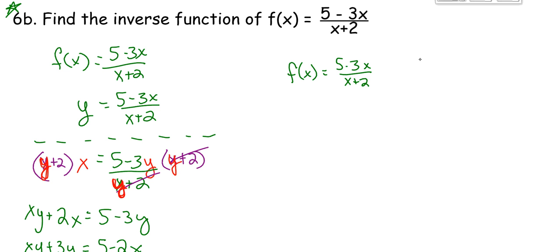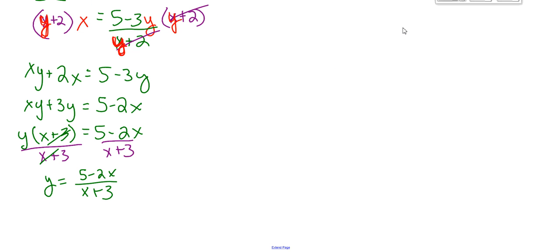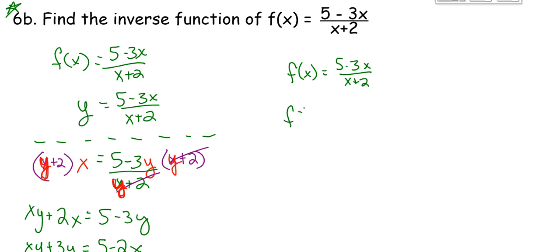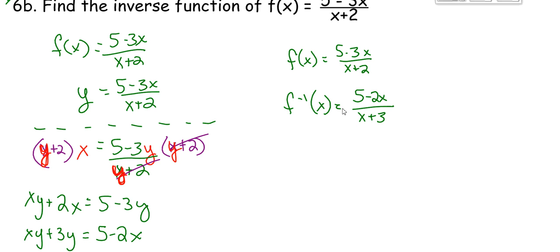And, oh, I didn't make that f inverse then. So when I have y equals that fraction, I'm going to change that to f inverse of x equals (5 minus 2x) over (x plus 3). And I'm going to write that up here now. So f inverse of x equals (5 minus 2x) over (x plus 3). Maybe just study that problem. You want to be able to do something like that as you move on.